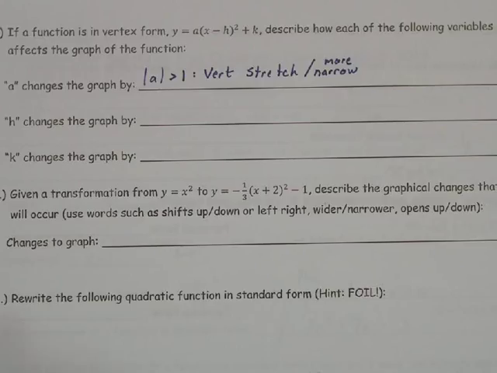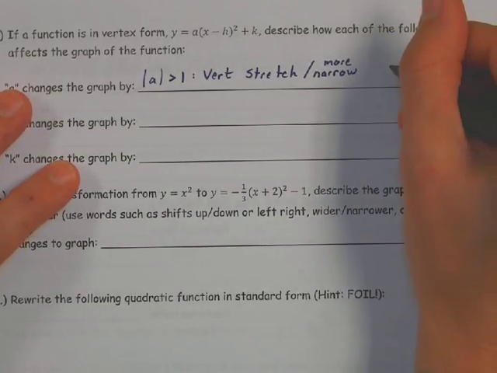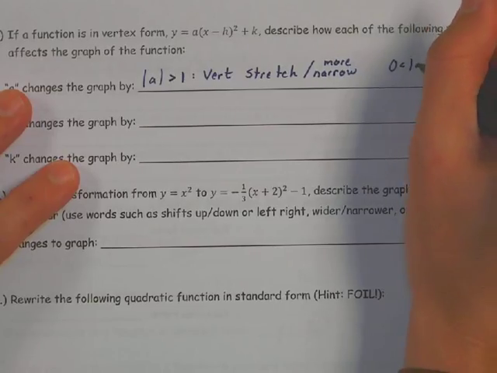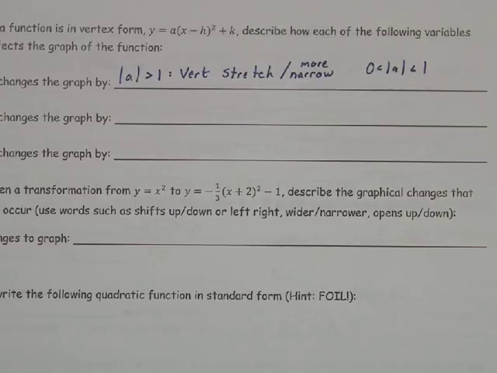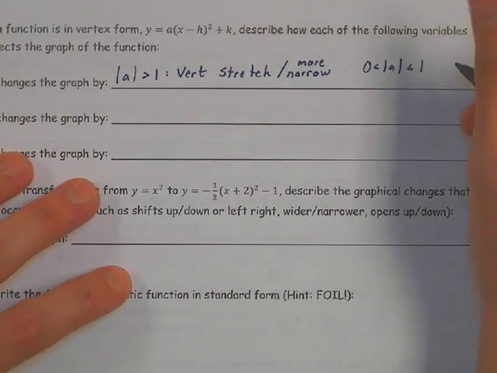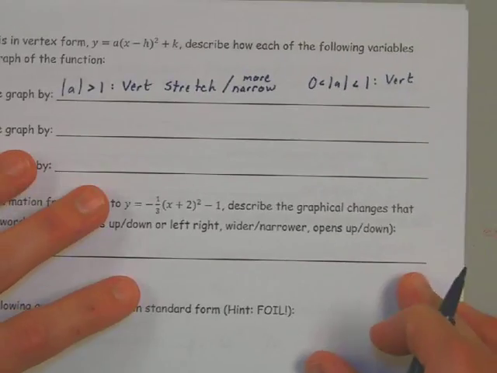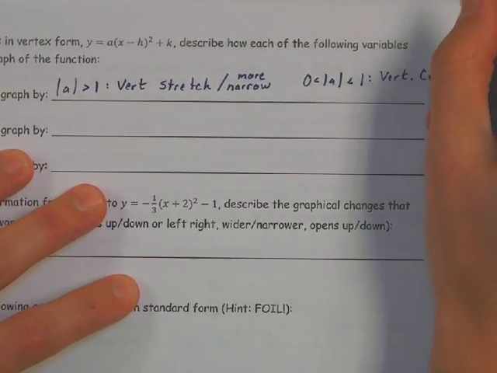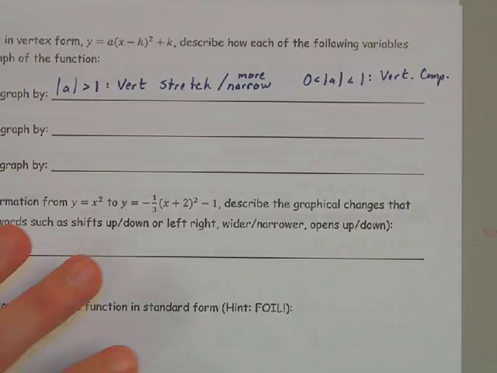Now, if the absolute value of A is between 0 and 1, and that is absolute value signs around the A, we call that a vertical compression. I'm going to have to abbreviate vertical compression. Ultimately what that means is it's wider.